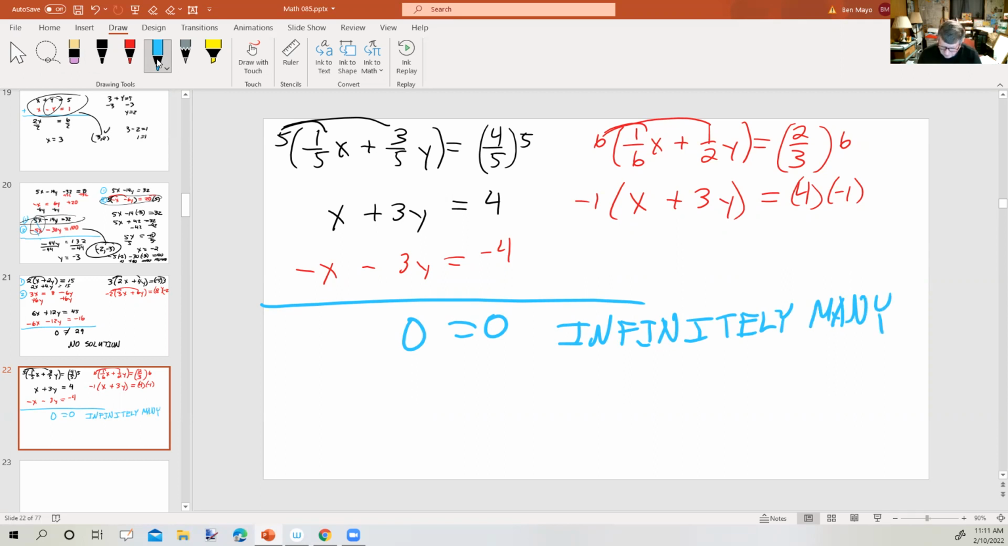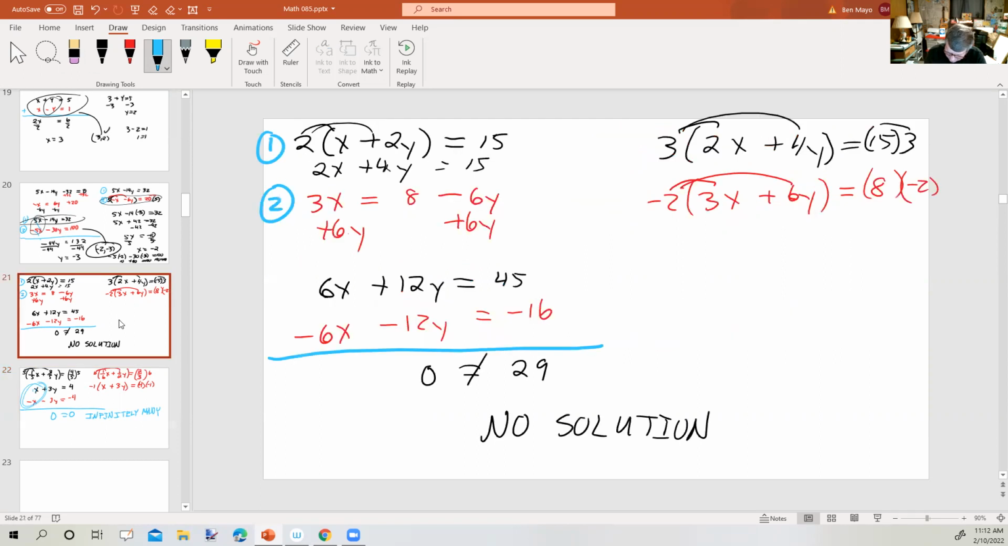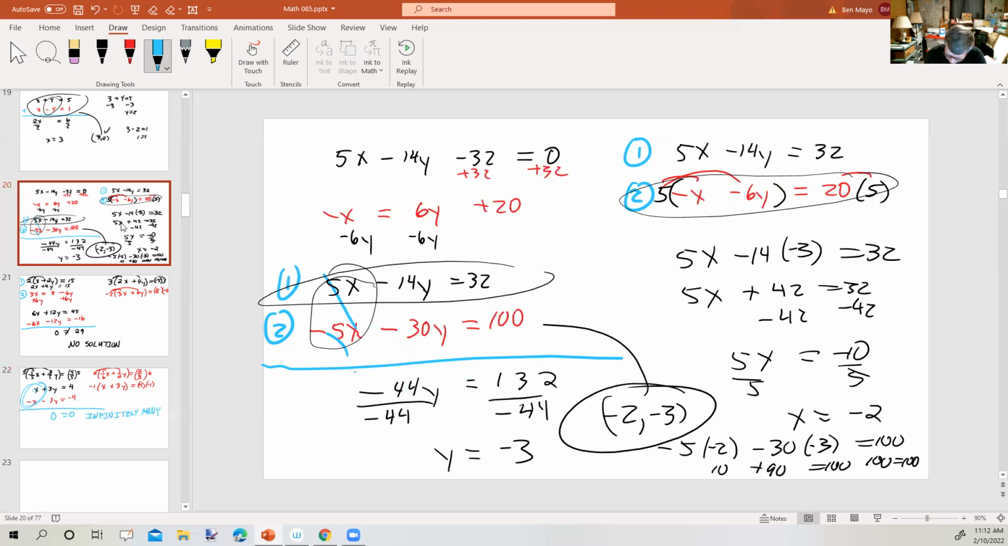So to cancel out a variable, the coefficients have to be opposites. In this case, when I worked on canceling out x, it also canceled out y because they were the same equation. That doesn't always happen, as we see back here. Here, we got rid of the x's, but we didn't get rid of the y's.